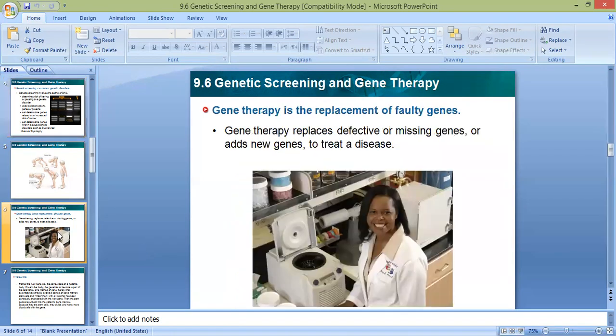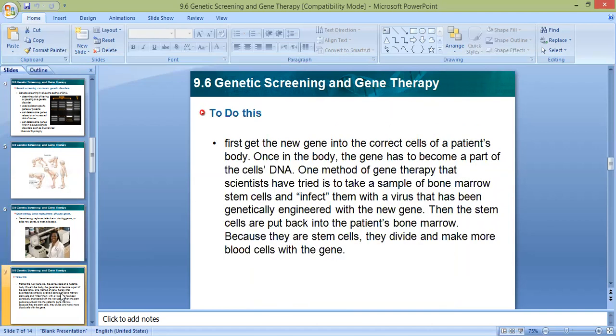كيف؟ هلا we'll see how. They replace a defective or missing gene، يا بيكون عندي أنا جين فيه defection فيه غلط أو بيكون في جين miss. They replace it with a new gene. الجين الجديد هذا is a gene that replaces the defective gene and this will treat this disease. Okay? هلا how can they do this?